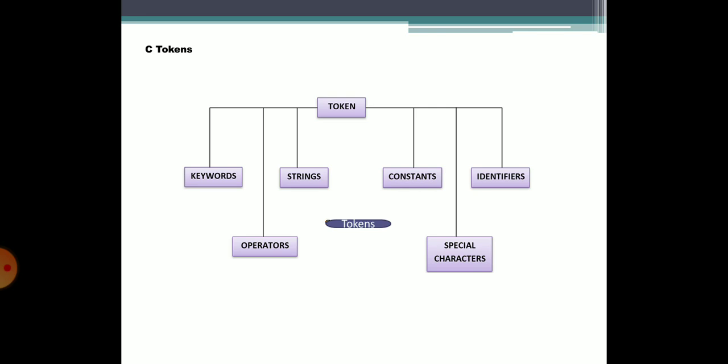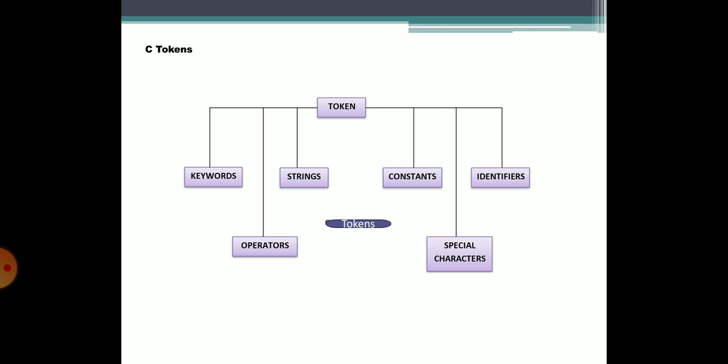And the next one is C tokens. We know that in a usual passage of text, individual words and the punctuation marks are called tokens. Similarly, in a C program, the smallest individual units are known as C tokens. The smallest individual units of a program are called its tokens.